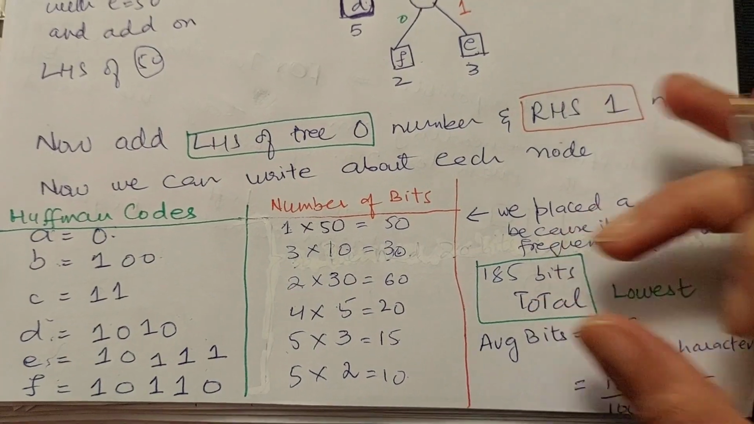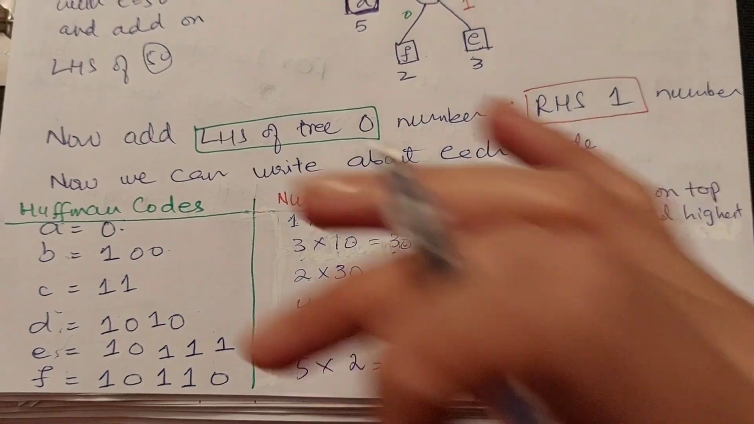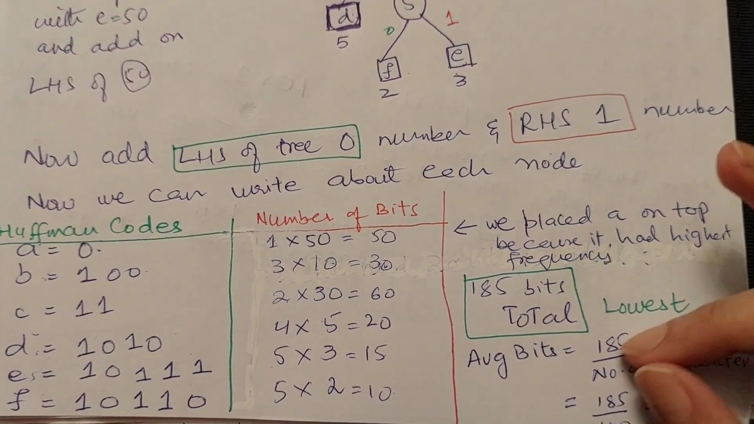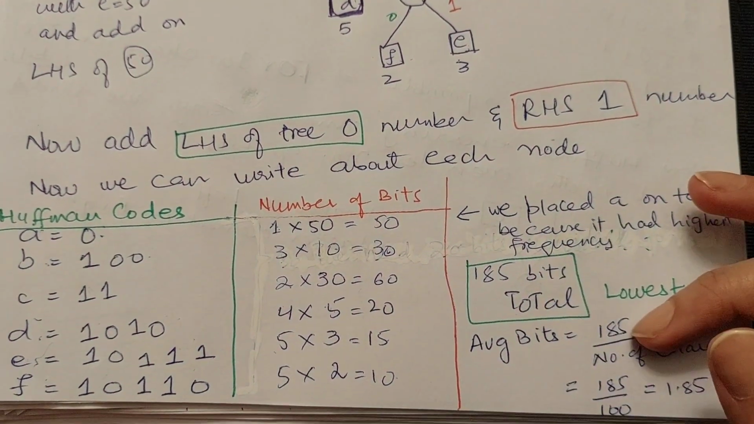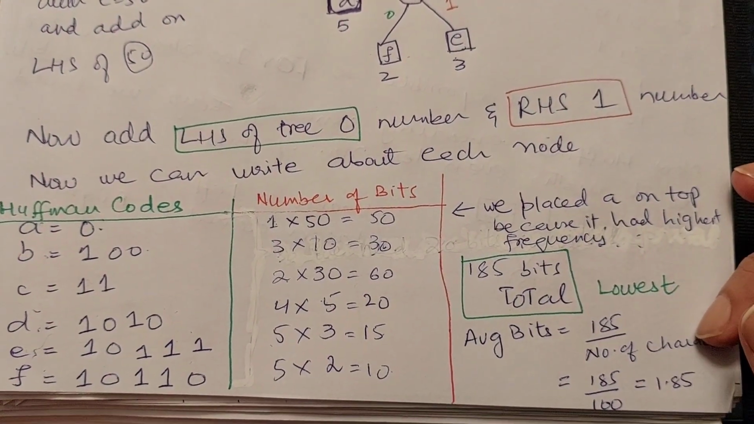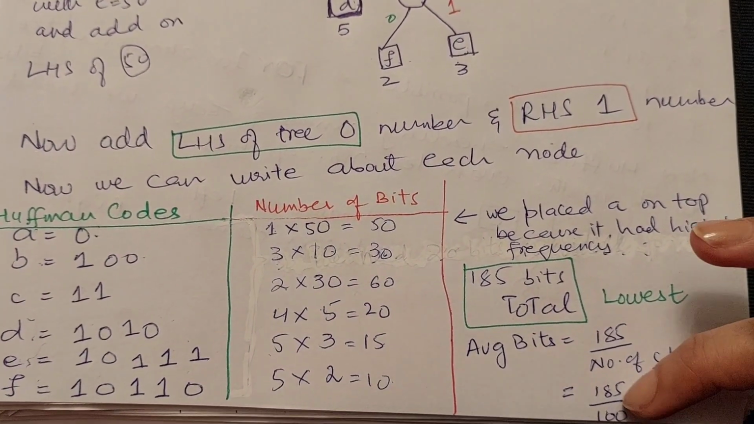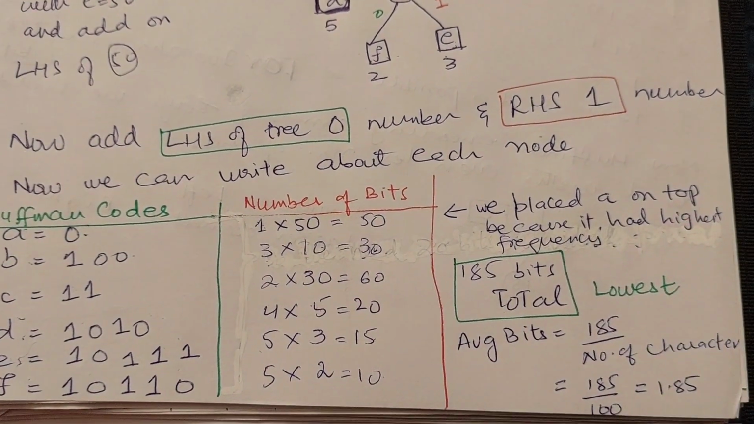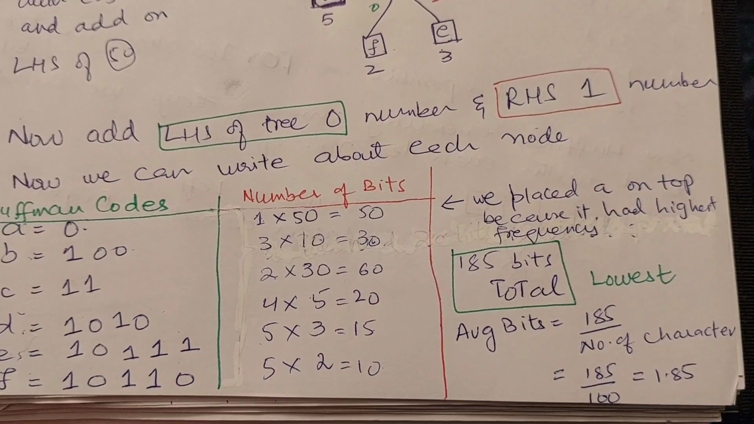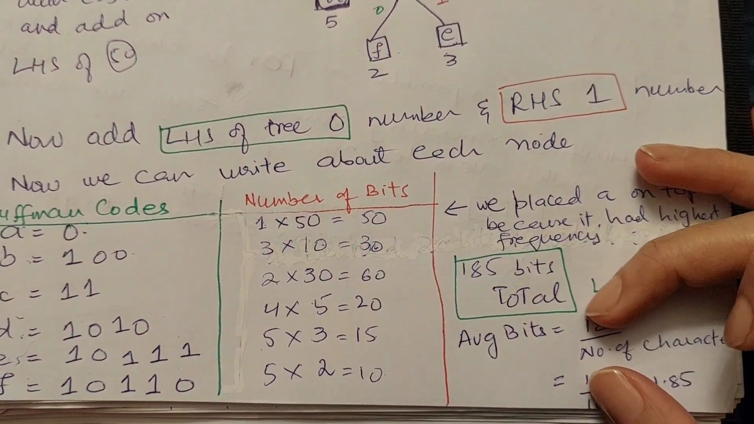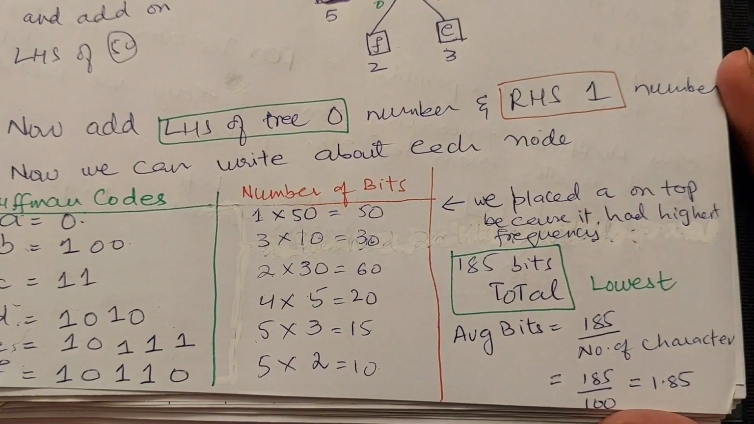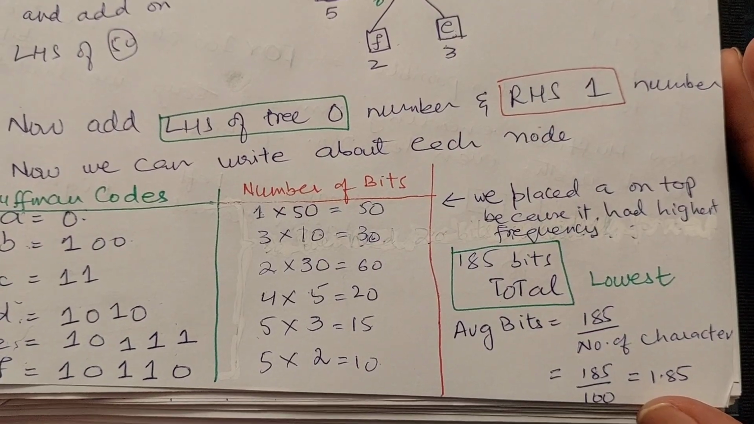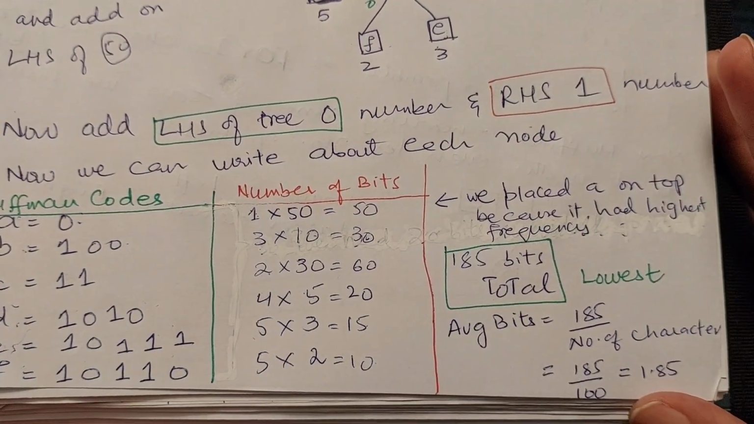And if someone asks you what is the average number of bits to represent one single data entry in your data, then you will simply divide the total number of bits by the total number of characters present in your data. And you knew that you had 100 characters. It was given in the beginning that m was equal to 100. So you will simply divide this 185 by 100, which means that almost 1.8 bits are needed to represent any single average data character.